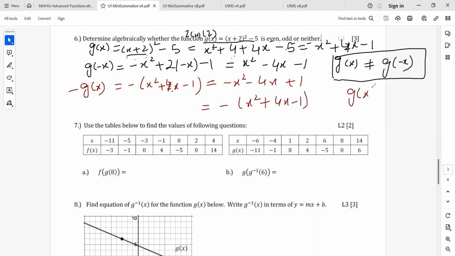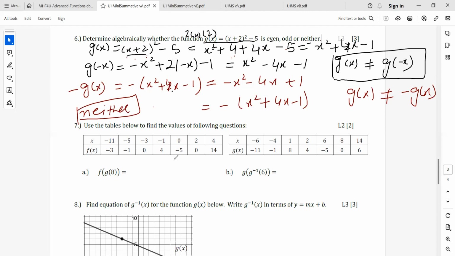So g of x is not equal to minus g of x. So the function is neither. The minus sign goes in front of everything. Got it? It's not odd. Okay, so it's neither.